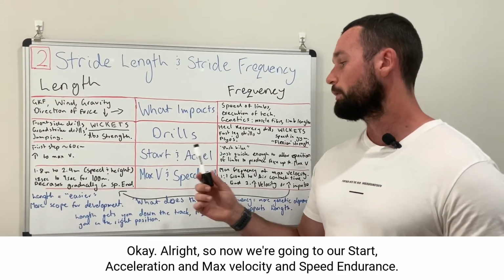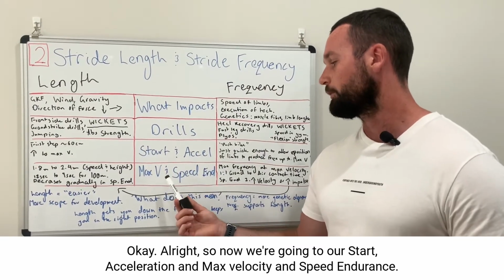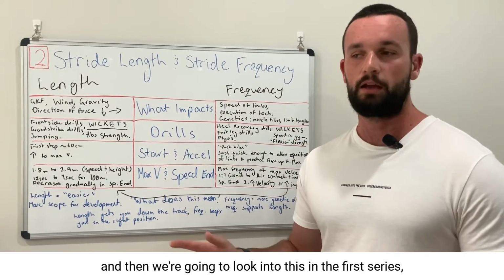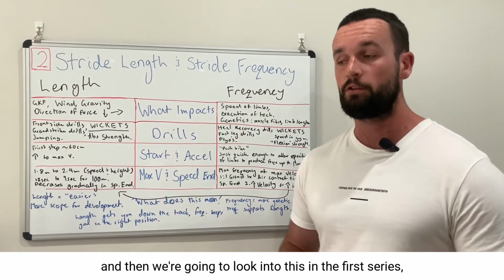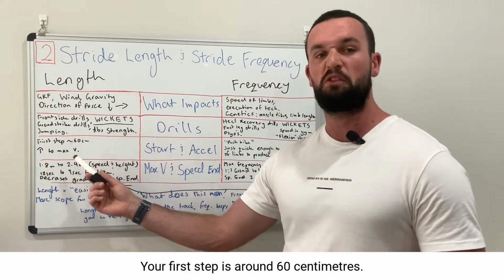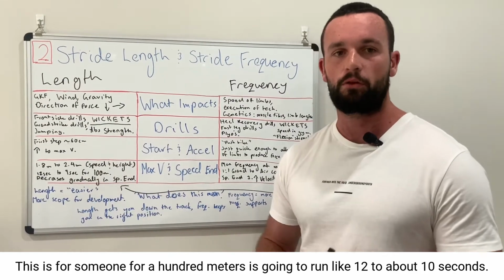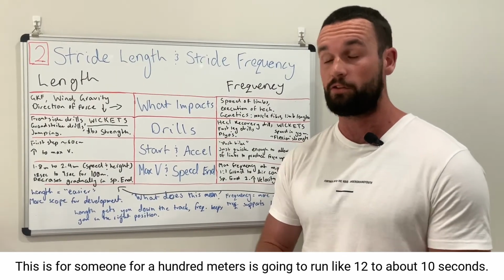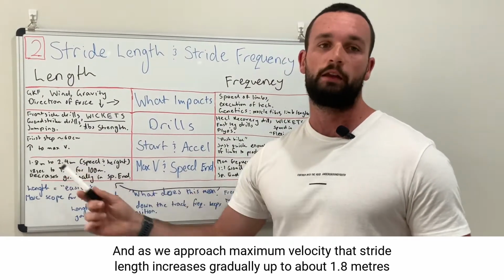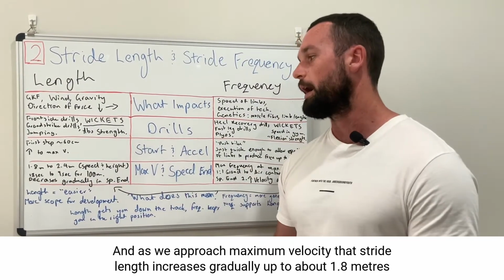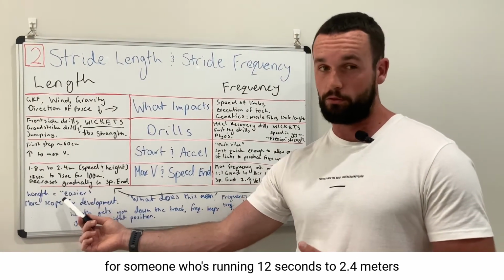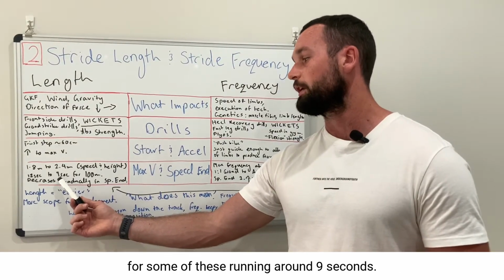All right, so now we're going to our start and acceleration, max velocity and speed endurance. I'm going to gloss over this just so you have a quick understanding, and then we're going to look into this in further series. But essentially, during the start and acceleration, your first step is around 60 centimeters. This is for someone who runs 100 meters in about 12 to 10 seconds. And as we approach maximum velocity, that stride length increases gradually up to about 1.8 meters for someone who's running 12 seconds, to 2.4 meters for someone who's running around 9 seconds, okay?